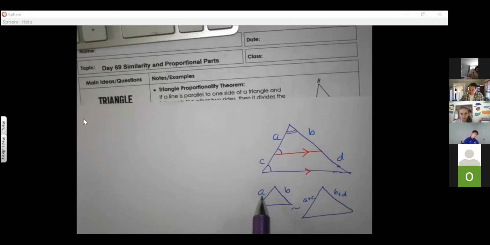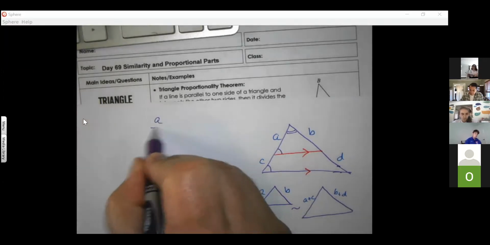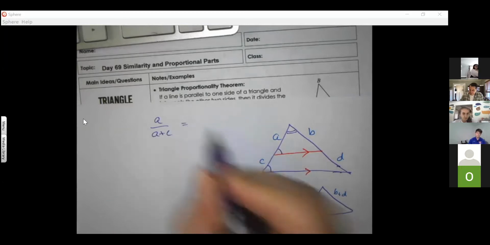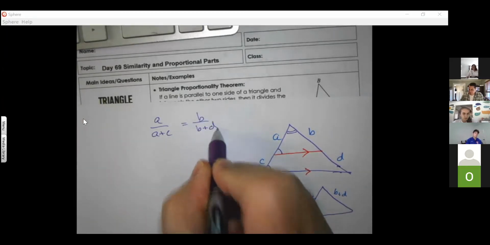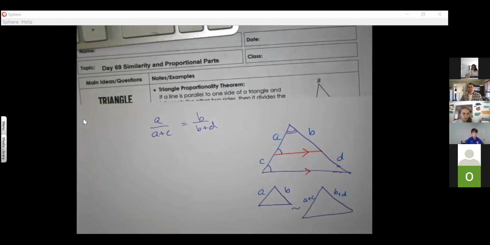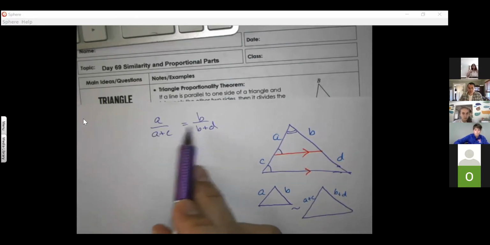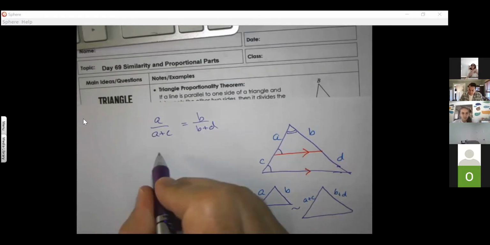And because these two triangles are similar, that means that corresponding sides are proportional. So I can say that A is to A plus C as B is to B plus D. Now I'm going to play a little bit fast and furious with some arithmetic here. I'm going to tell you that if you've got a proportion here, I can flip this proportion over.